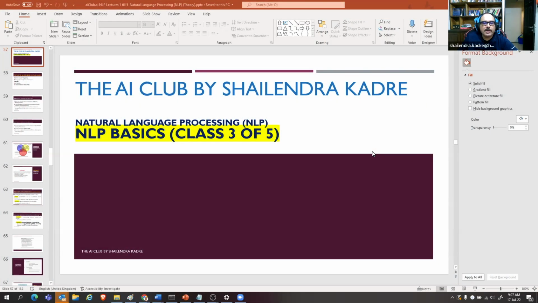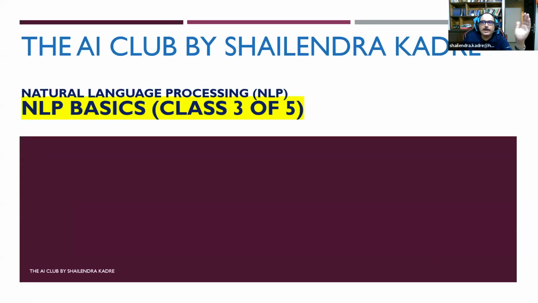So today we have our third theory class of NLP. Before this, we have completed lexical analysis and syntactic analysis, and we have seen a couple of coding examples on that. So we can say that our lexical analysis part and syntactic analysis part is complete.